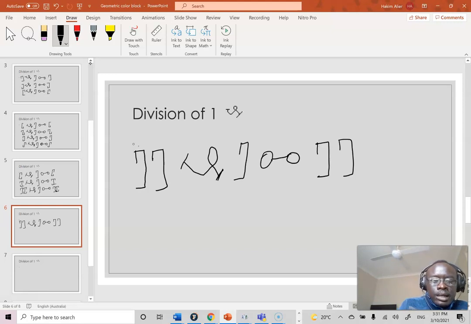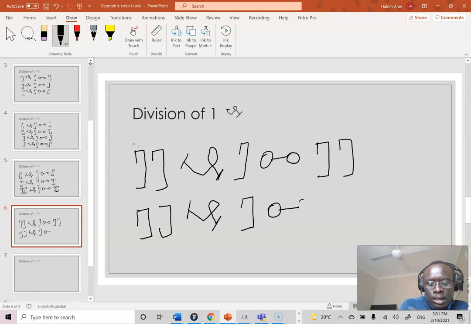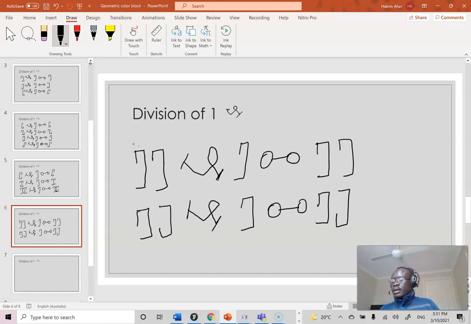Okay, now 12 divided by 1, so 1. And how you write 2? 2 is this way, like that. So 12 divided by 1 will give me number 12 again. So which is this way, and 2 is this. So 12 divided by 1 will give me 12 again.